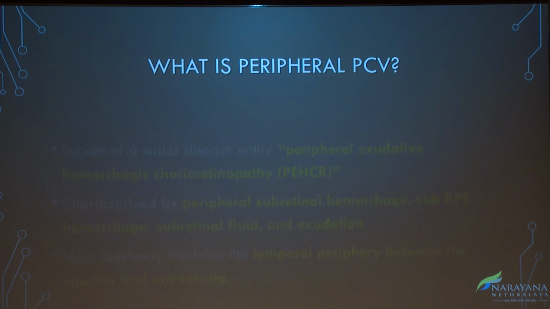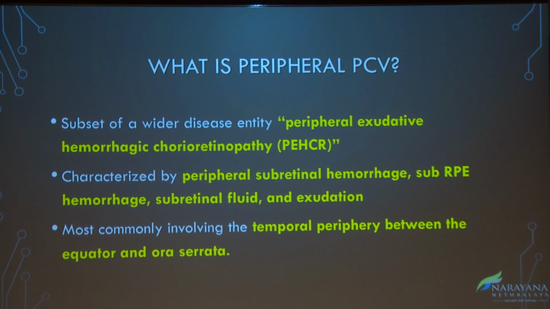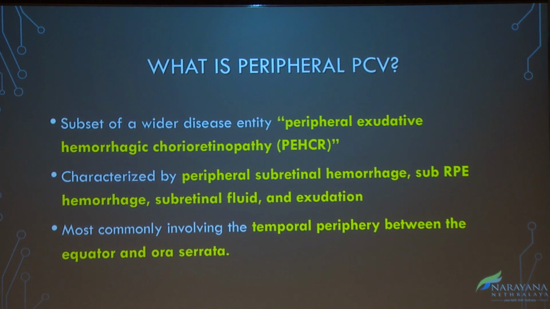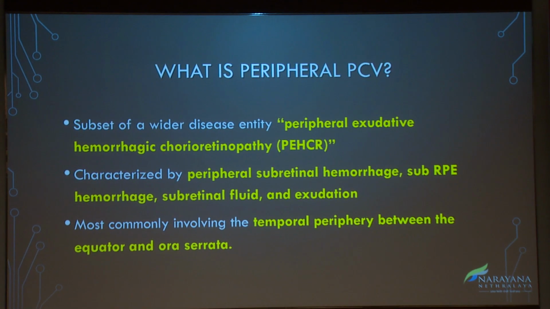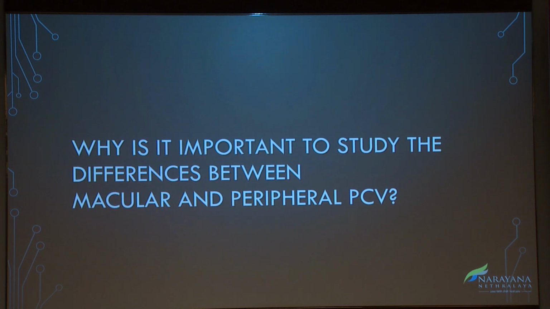Now, what is peripheral PCV? Peripheral PCV is a subset of a wider disease entity, PEHCR, which is characterized by peripheral subretinal hemorrhage, sub-RPE hemorrhage, subretinal fluid and exudation, most commonly seen involving the temporal periphery between the equator and ora.